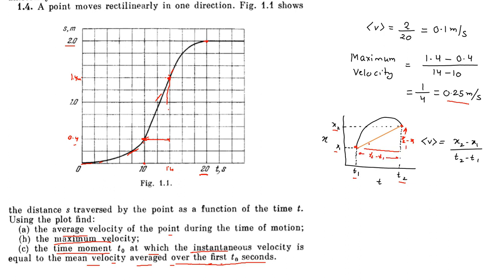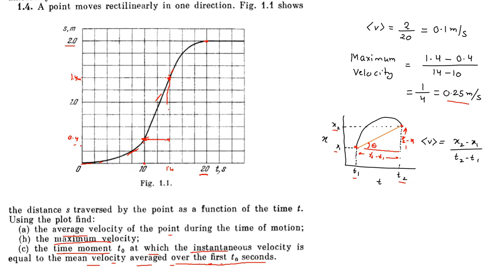In this triangle, the slope of this line, that is tan theta, will be equal to x2 minus x1 upon t2 minus t1. So to find the average velocity between 2 points, we simply join the 2 points by a line. The slope of the line will be the average velocity in that time interval. Here we have to find the mean velocity averaged over the first t naught seconds. That means we have to find the mean velocity from time 0 to t naught seconds.